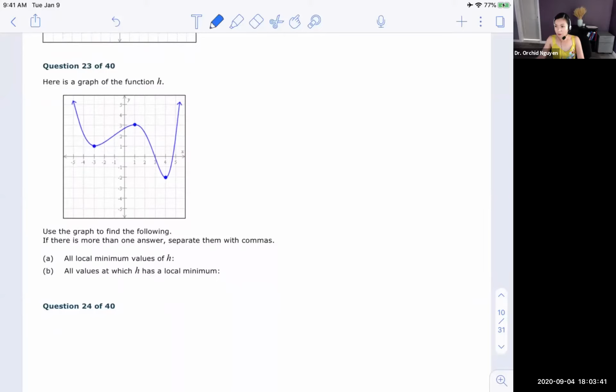Now, local minimum and local maximum. So you can see that the local minimum is this one and this one. So it is 1 and -2. That's a local minimum.